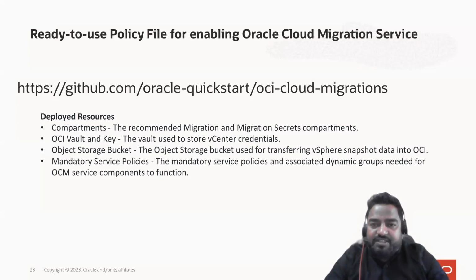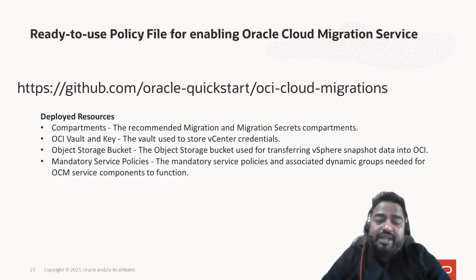Object storage bucket, as I explained, we need this bucket to store your virtual machine data and the files which will be replicated from your on-premises to the OCI tenancy. And the mandatory service policies, as I discussed, will create the IAM and OCM related policies to communicate to your OCI tenancy and to a different set of services like object storage, like VCN, and to your OCM service also.